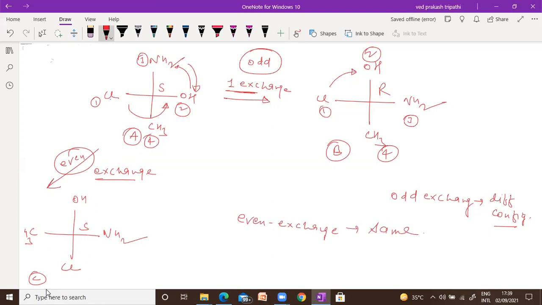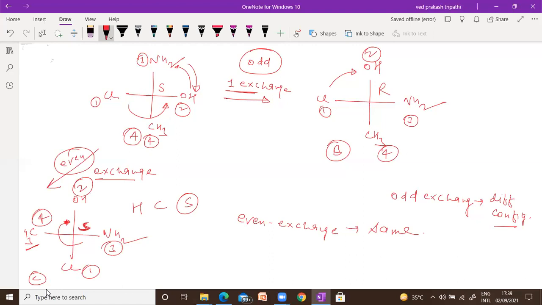And you can find the configuration as well. Chlorine 1, OH 2, nitrogen 3, this is 4. Move 1 to 2 by crossing 4. This is going clockwise. Lowest is on horizontal. So horizontal clockwise gives S. So this is S, you can see.